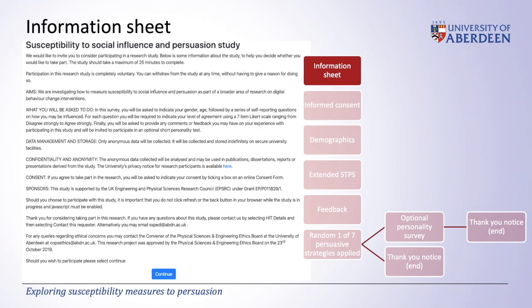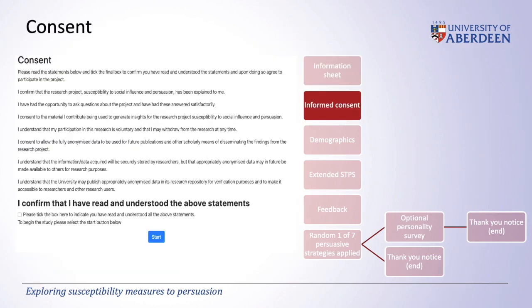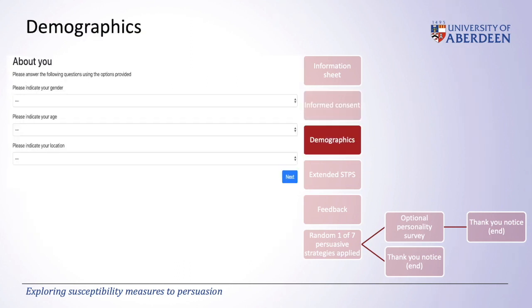Participants were first presented with an information sheet that provides an overview of the experiment, including what questions would be asked, how data would be captured and used, and details about the funding of our research project. Secondly, a consent form is presented for participants to agree whether or not they wish to proceed and take part with the experiment. Thirdly, demographic questions are presented where participants indicate their gender, age, and location.